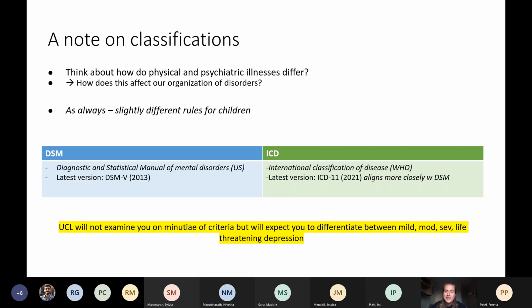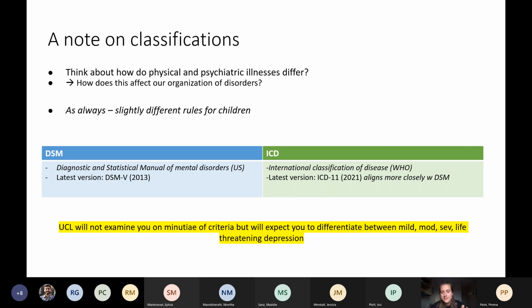And they try. There are so many surveys and questionnaires that you can do to try and somehow quantify a mental illness. You'll see lots of scales. You might have come across some of them already, like the HAD questionnaire in the hospital, for hospital anxiety and depression and things like that. But that is one of the big ones, you can't really measure them. So how does this affect our organization of the disorders? I'm just going to rush through this because I know we're coming to the end. Oh yeah, slightly different rules for children as per usual. But you will come across these two things, the DSM and the ICD. One is the American classification of disorders, and the ICD is a more international classification.